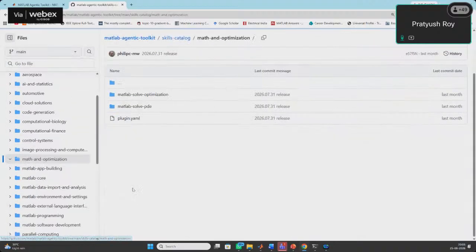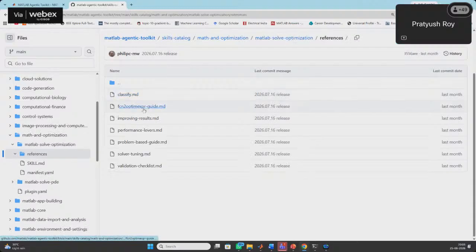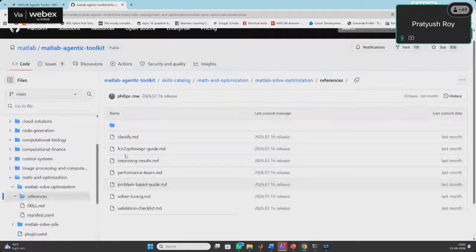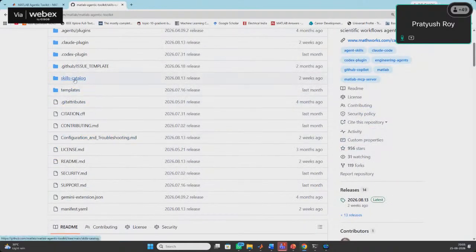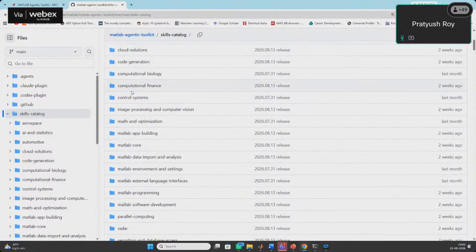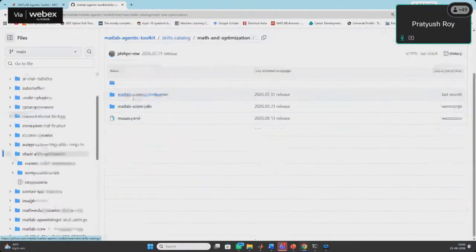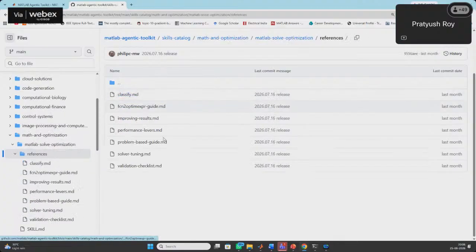If I click here, so if you click at the math solve optimization, there are all these things, how to sort of tune the solvers or change the function to an optimization routine and so on. If I go to the MATLAB Agentic Toolkit, if you look at the skills catalog, and if you look at optimization, which will be math and optimization, there will be a lot. So feel free to explore this one.